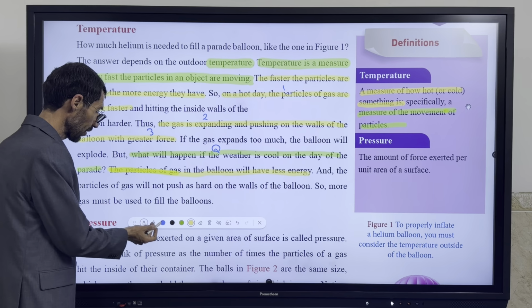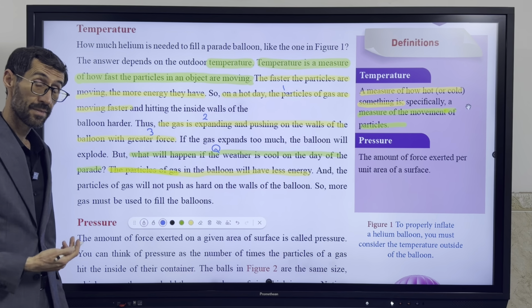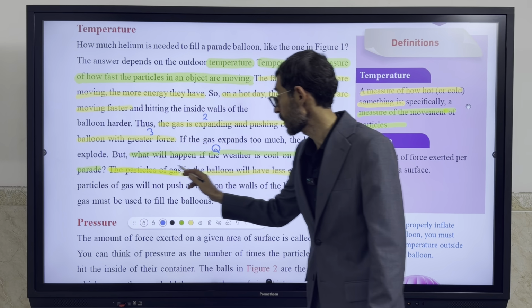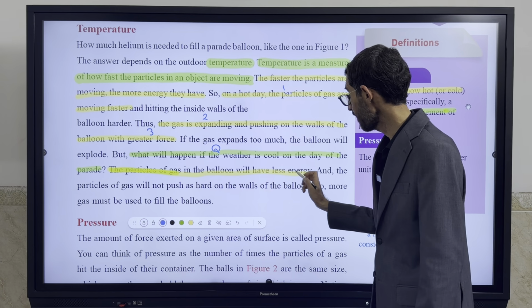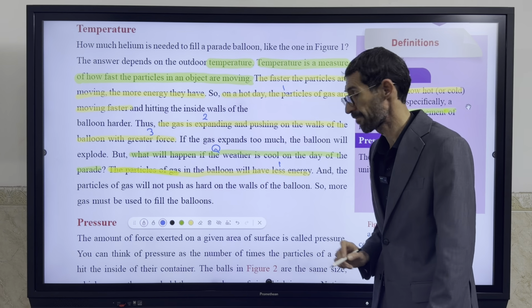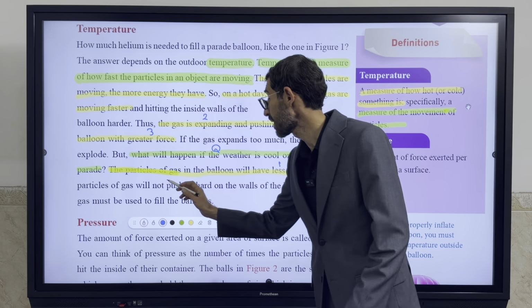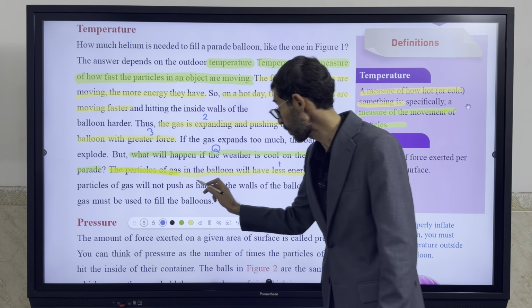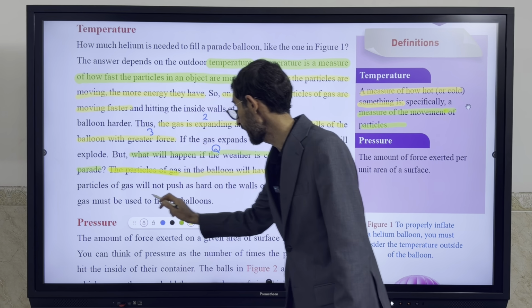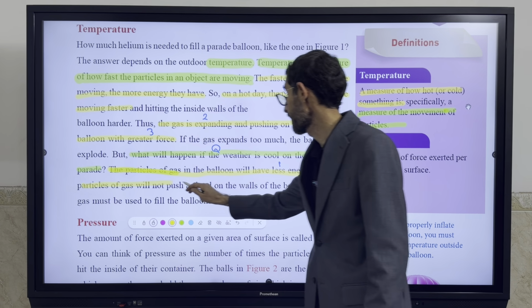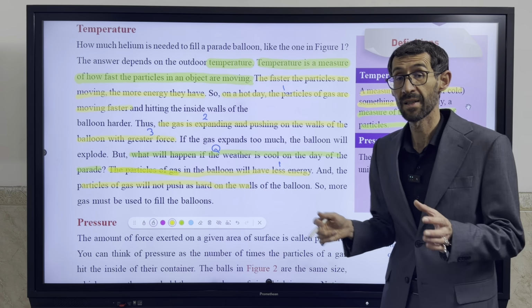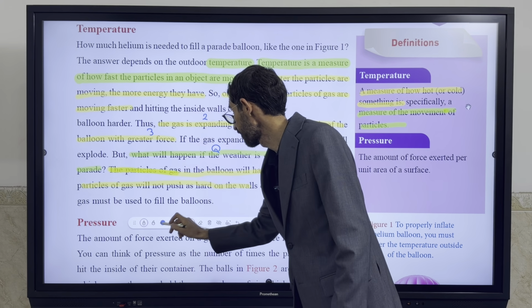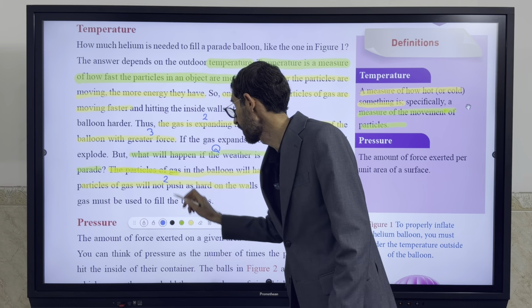Let me actually number the factors of reducing the temperature. So the particles of gas in the balloon will have less energy. This is the first consequence. And the particles of gas will not push as hard. The force actually decreases as well. This is the second factor. Particles of gas will not push as hard actually on the walls of the balloon. This is the second factor. I wanted to write number 2 on it.